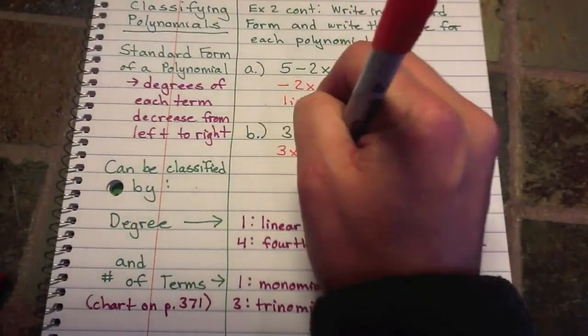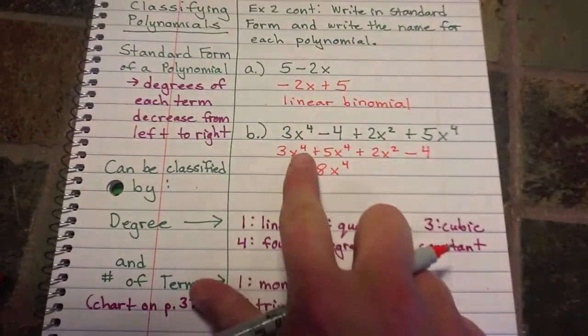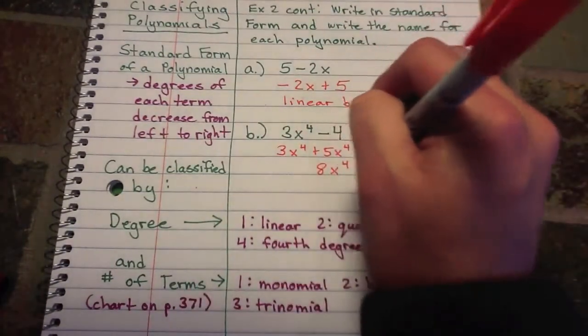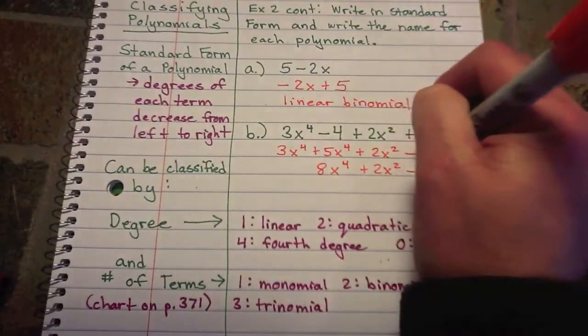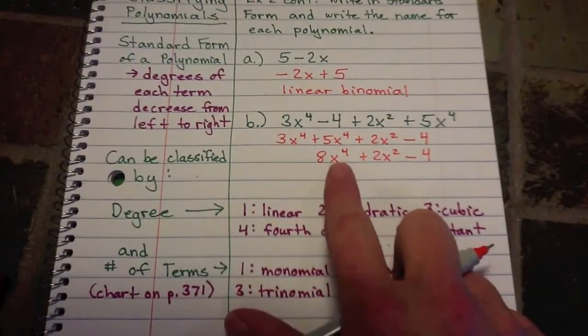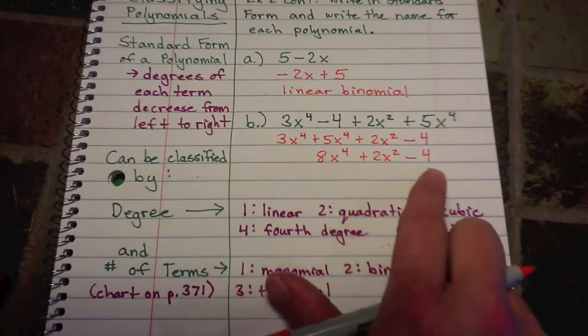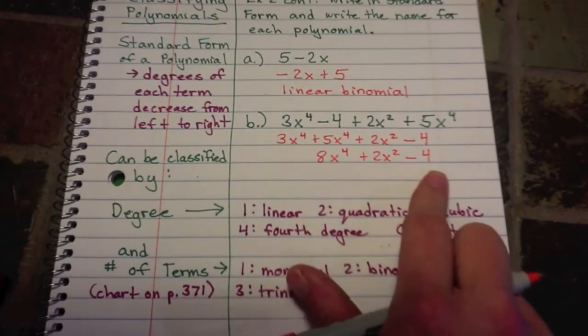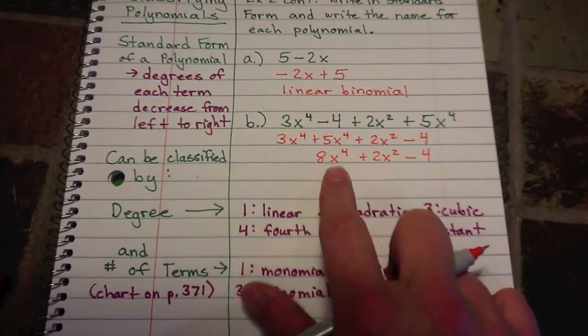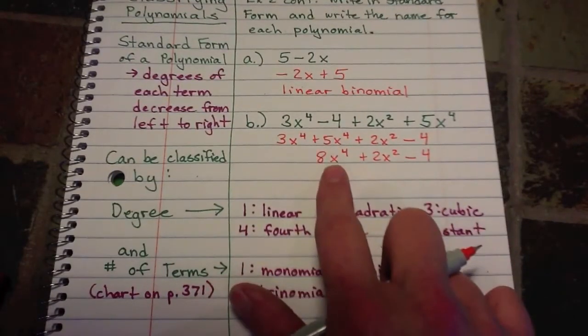So now I have 8x to the 4th. Remember, these just stay like they are when you combine them. Plus 2x squared subtracting 4. Now I have it in order. I have a degree of 4, a degree of 2, a degree of 0, so 4, 2, 0. The highest degree here is 4. Remember, I'm not going to add them up, just 4.